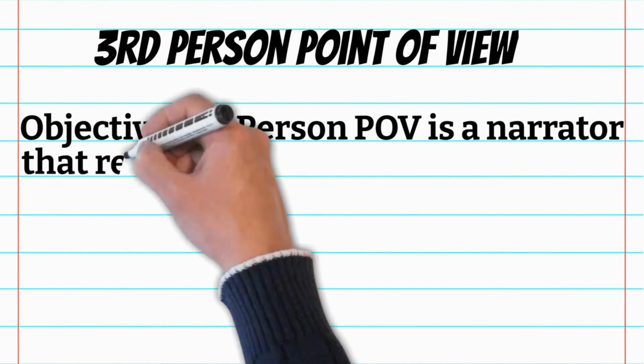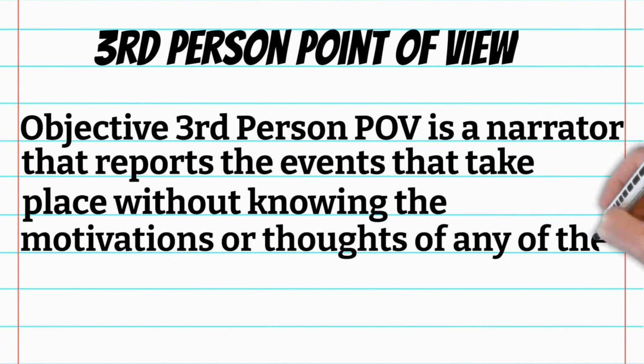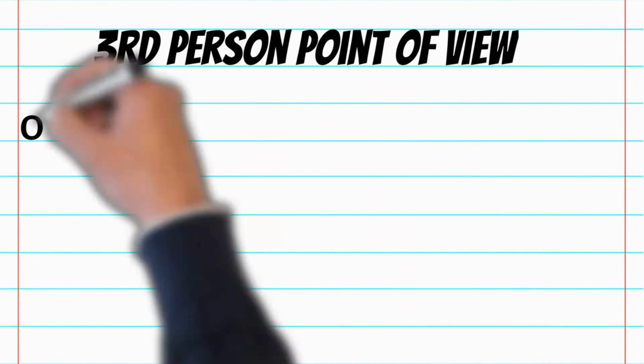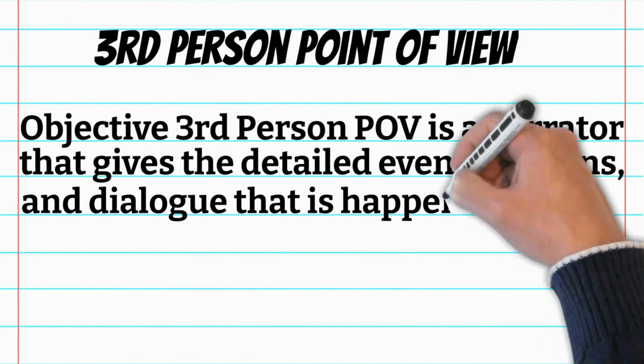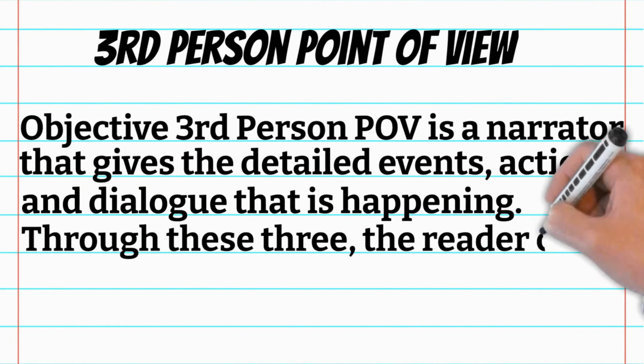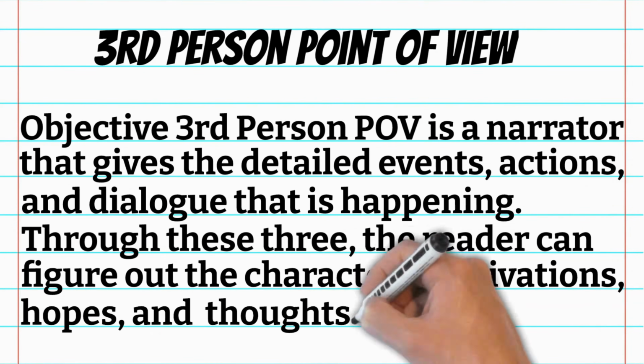Objective third person point of view is a narrator that reports the events that take place without knowing the motivations or thoughts of any of the characters. Objective third person point of view is a narrator that gives the detailed events, actions, and dialogues that are happening. Through these three, the readers can figure out the character's motivations, hopes, and thoughts.